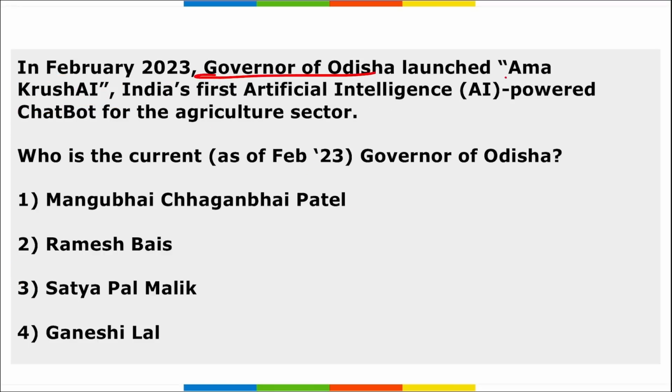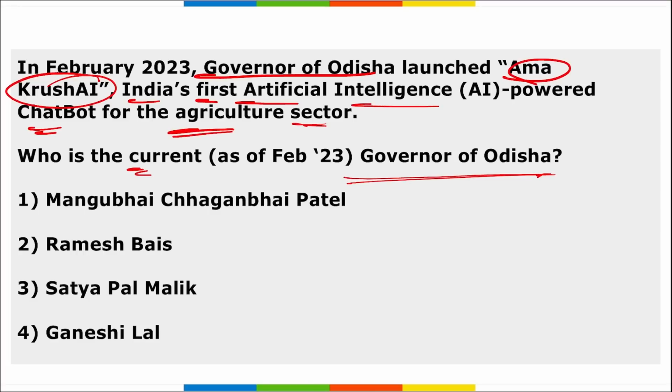Next, the Government of Odisha has launched Amma Krushi AI. This is India's first artificial intelligence powered chatbot for the agriculture sector. Who is the current governor of Odisha? The current governor of Odisha is Ganeshi Lal. And I repeat, the Governor of Odisha launched Amma Krushi AI, India's first artificial intelligence powered chatbot for the agriculture sector. The question can also be asked this way: what is the name of India's first AI powered chatbot for agriculture? It is Krushi AI. And which state launched it? It is your Odisha.